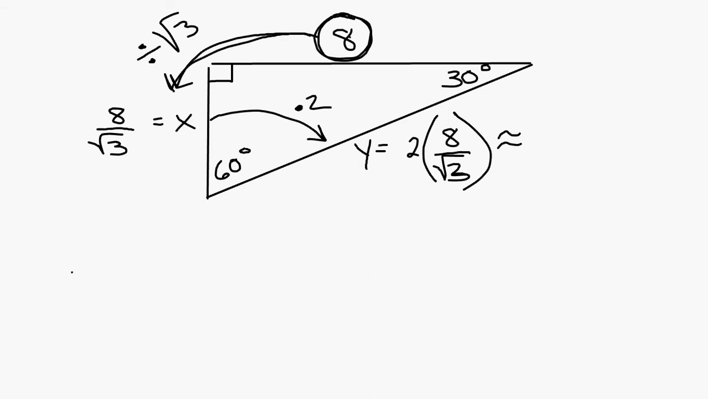Now that you know the short leg, you need the hypotenuse. So if you need, that's what the arrow means, I need the hypotenuse, I multiply by 2. So x would be 2.7 and y would be 5.3. If that's what it equals, my calculator doesn't work.